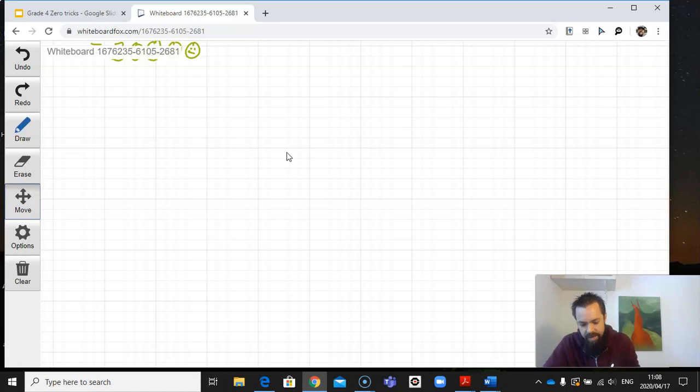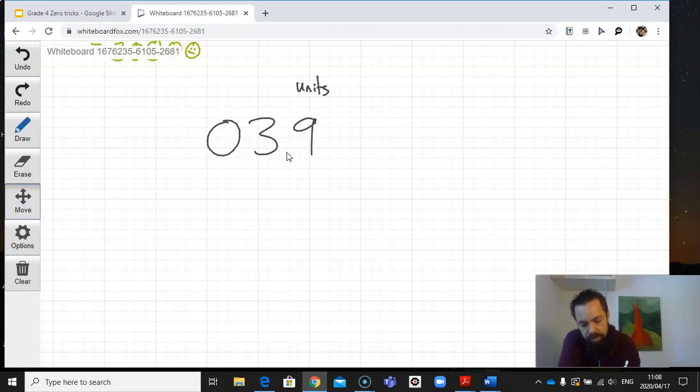Right, so my age, I'm so old. I am 39. I could just as easily say I am 039. And let's examine that. If I'm thinking of my age, I have 9 units. I have 3 tens. But because I'm not 100 years old, I have 0 hundreds.